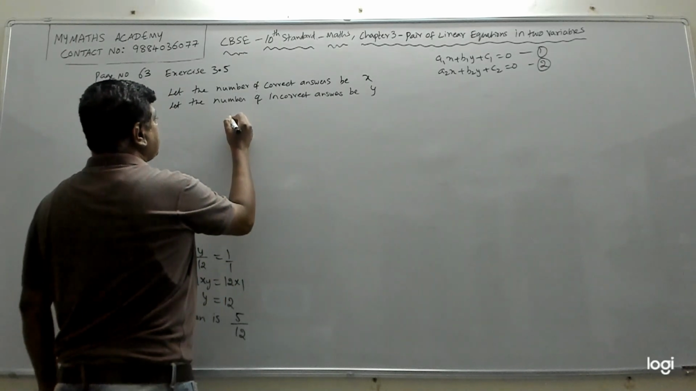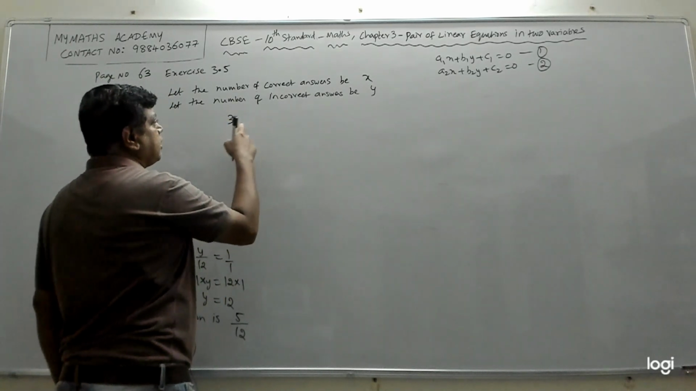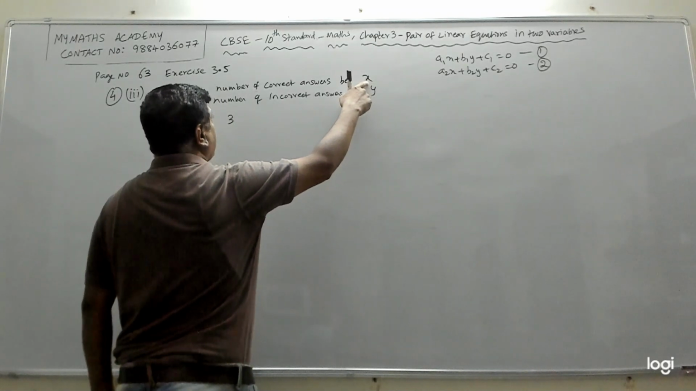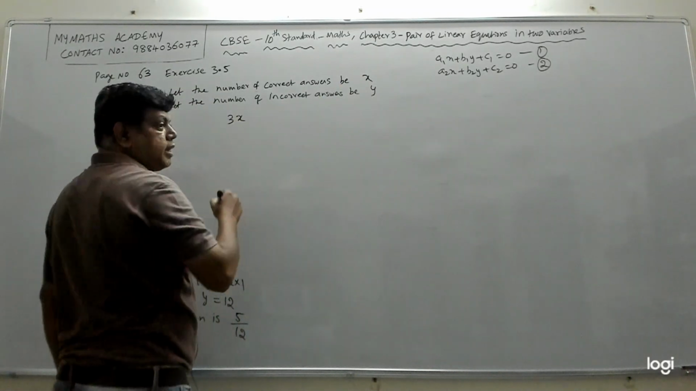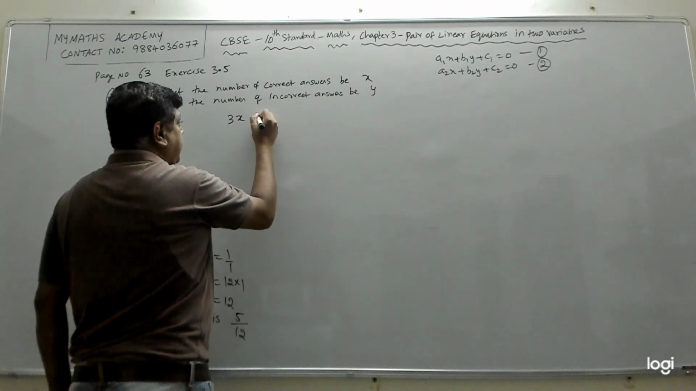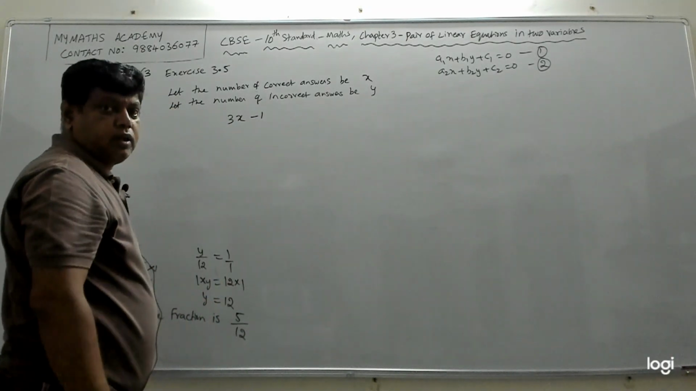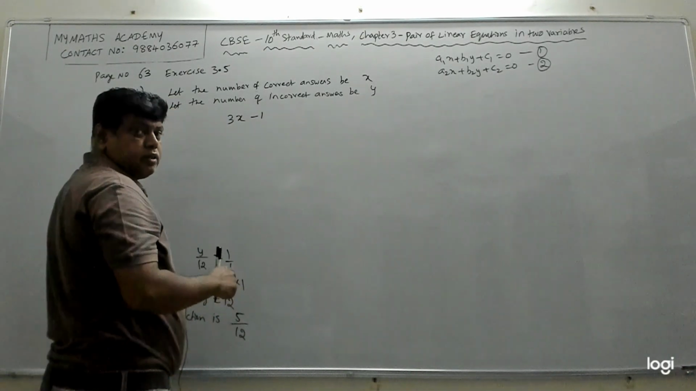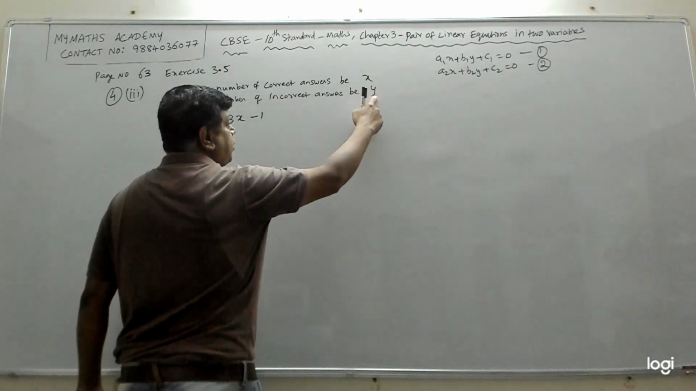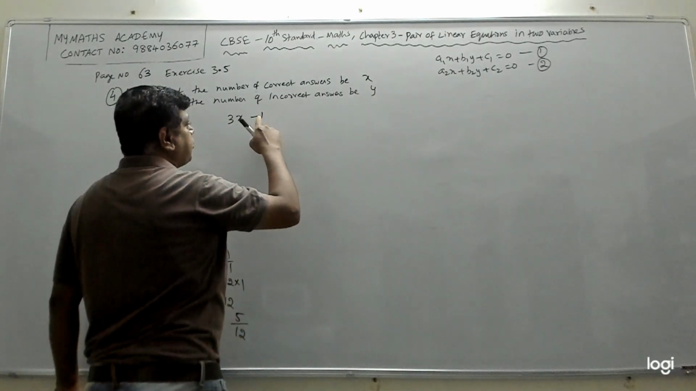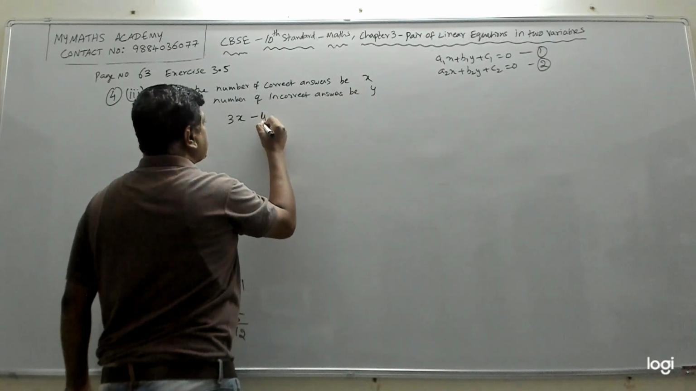So which means he got 3 marks for each right answer. And how many answers were correct? He got x number of answers correct, so he would have got 3x marks. And then he loses -1 for each incorrect answer, and there were y number of incorrect answers, so it will be -1 into y, which will become -y.